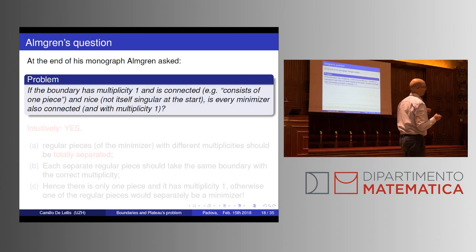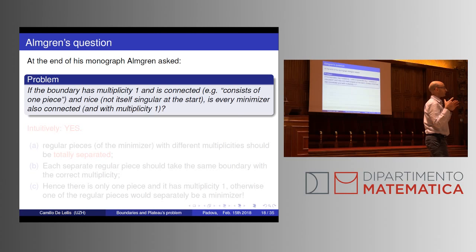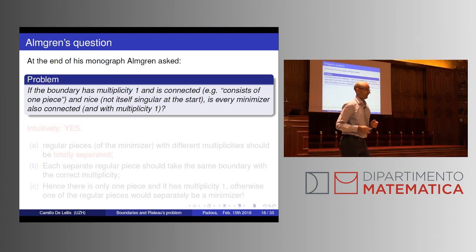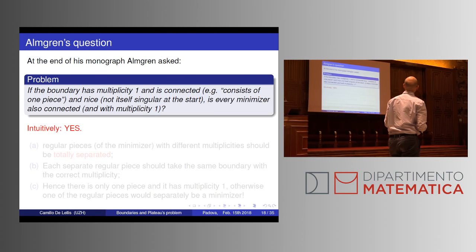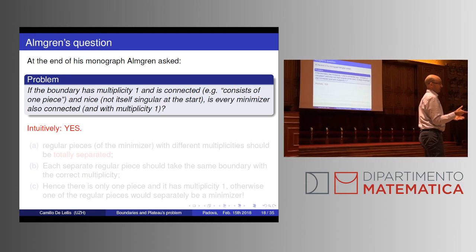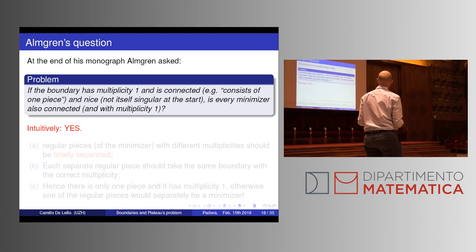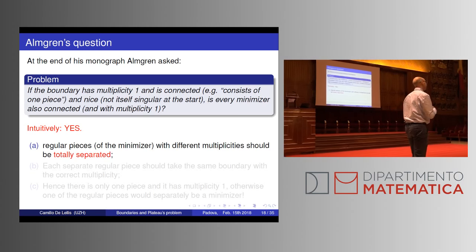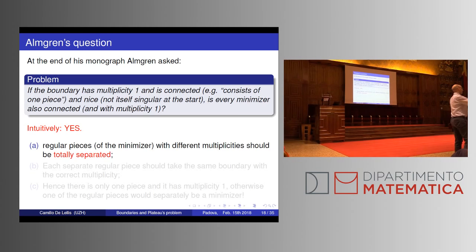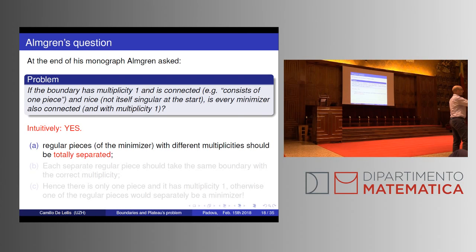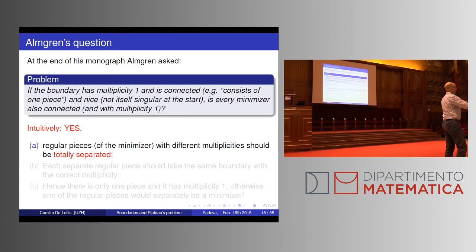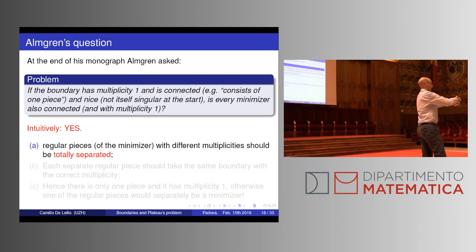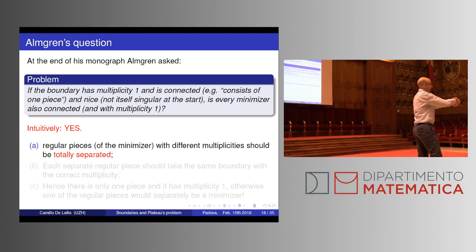Now the question is, the minimizer, does it also consist of one single piece, or does it consist of maybe more pieces? Intuitively, what you would believe is that, yes, it should consist of a single piece. The idea would be something like this: every regular piece should actually touch the boundary. And since the boundary is one single piece, once it touches the boundary, it actually touches the whole boundary. Now, if your piece has multiplicity 2, your boundary will be taken with multiplicity 2.